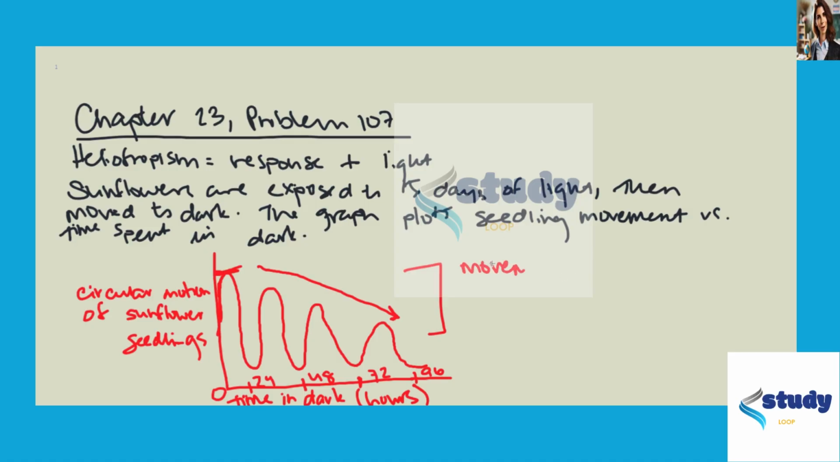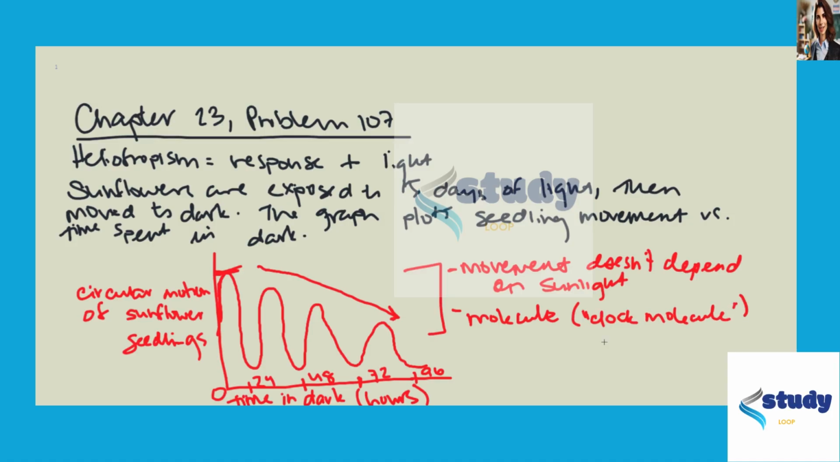So this motion doesn't depend on sunlight. However, sunlight seems to set up some sort of rhythm that does diminish the longer the plants stay in the darkness. And so what this suggests is perhaps there's some sort of molecule, a clock molecule, the problem suggests, that's perhaps degraded over time, which is why we see this loss of motion the longer the plants are in the dark.